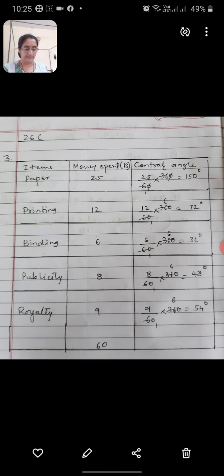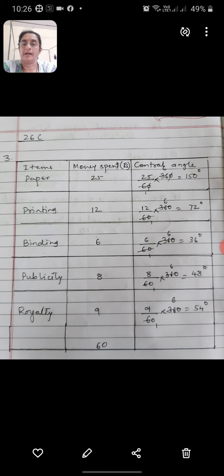The question is given that the money spent on a book by a publisher is given below. Items are paper, printing, binding, publicity and royalty, and for each one money spent in rupees is: paper 25, printing 12, binding 6, publicity 8 and royalty 9. So all together 60 rupees are spent. Fine. So if you add 25, 12, 6, 8 and 9, you will get total value as 60.